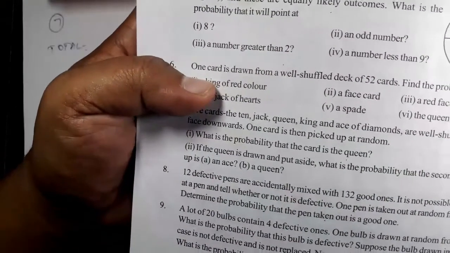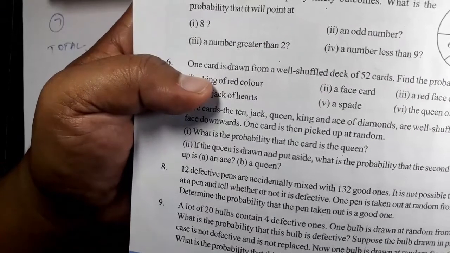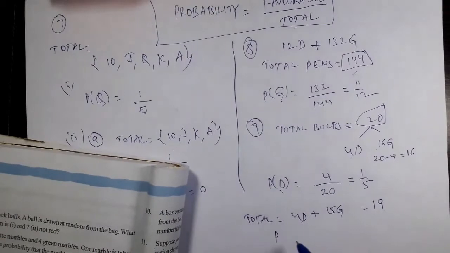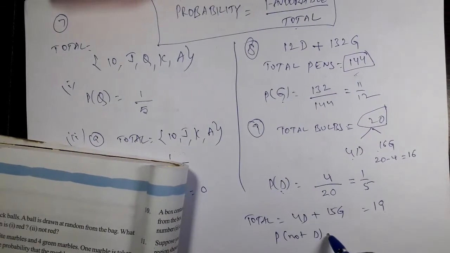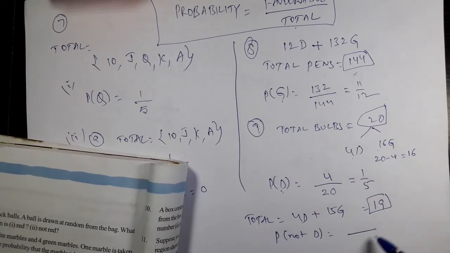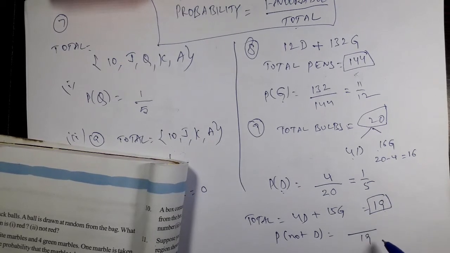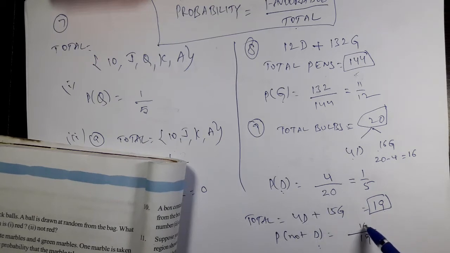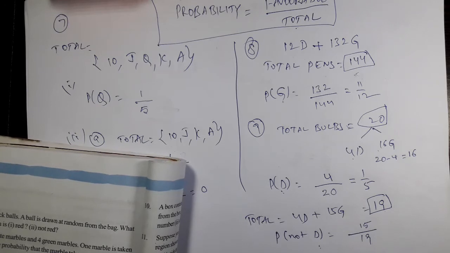Now coming to the question. Now one bulb is drawn at random from the rest. What is the probability that the bulb is not defective? Denominator is total. What is total here? 19. Coming to numerator, favorable. How many are favorable to this? Not defective means good ones. How many of these 19 are good ones? 15 good. So numerator is 15. So 15 by 19 is the answer.